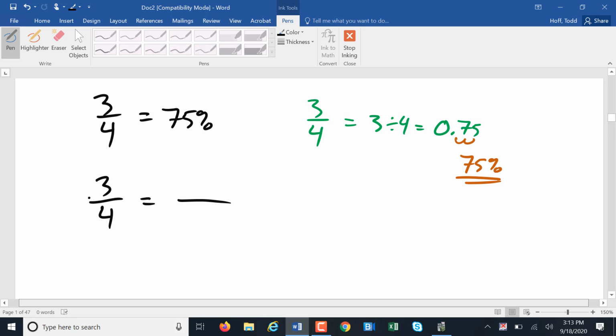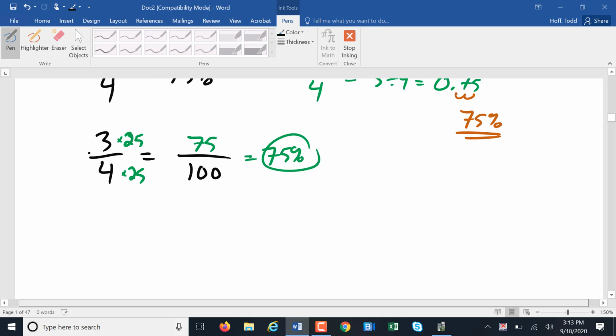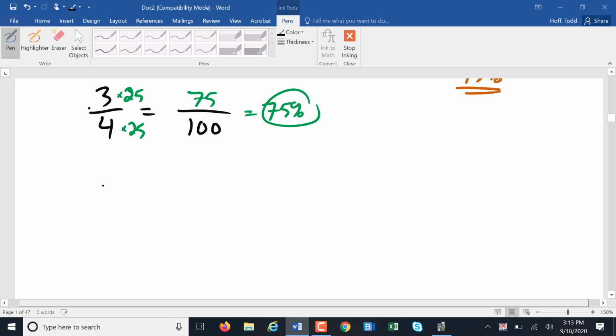So the other way we could look at it, 3/4 is really 3 out of 4. A percent is out of 100. This is one where we know that we can multiply 4 by 25 to make 100. So 3 times 25 is 75. 75 out of 100, or once again, 75%. But like we said, they don't always work that simple.